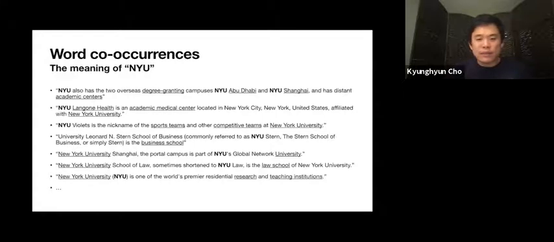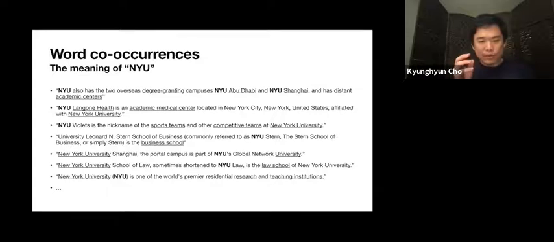Some of those sentences include, for instance, NYU also has the 2 overseas degree granting campuses, NYU Abu Dhabi and NYU Shanghai, and has distant academic centers. Another example, New York University Shanghai, the Portal campus is part of NYU's Global Network University. Let's look at yet another example. New York University School of Law, sometimes shortened to NYU Law, is the law school of New York University. New York University, NYU, is one of the world's premier residential research and teaching institutions. And then examples go on and on.